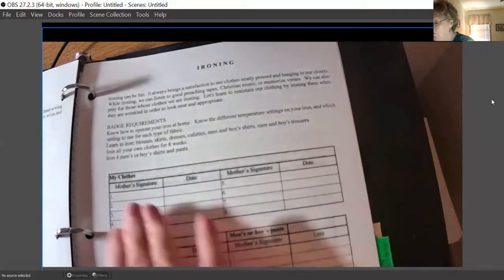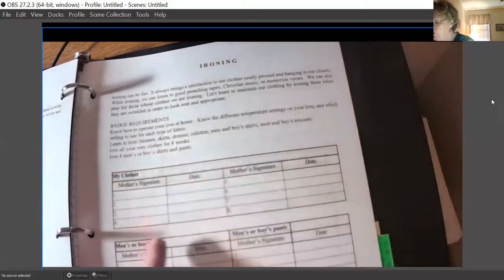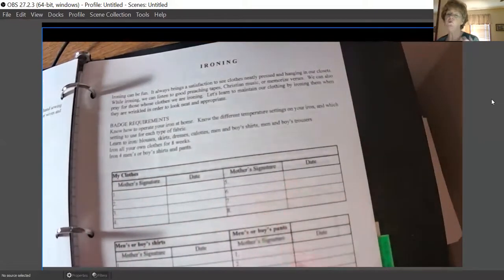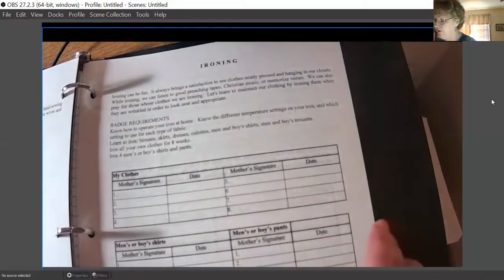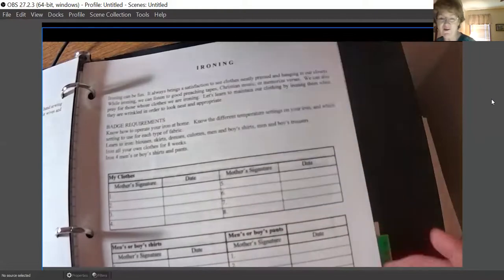For the ironing badge, they have to know how to operate the iron, how to work the temperature, and the girls will have to iron their own clothes for 8 weeks. So whatever needs ironing, she irons. If it's just her school uniform and that's all that needed it that week, that's fine. If nothing needed ironing, she didn't do any ironing that week. She does not have to iron the entire family's clothes for 8 weeks, just whatever clothes she needs for herself.